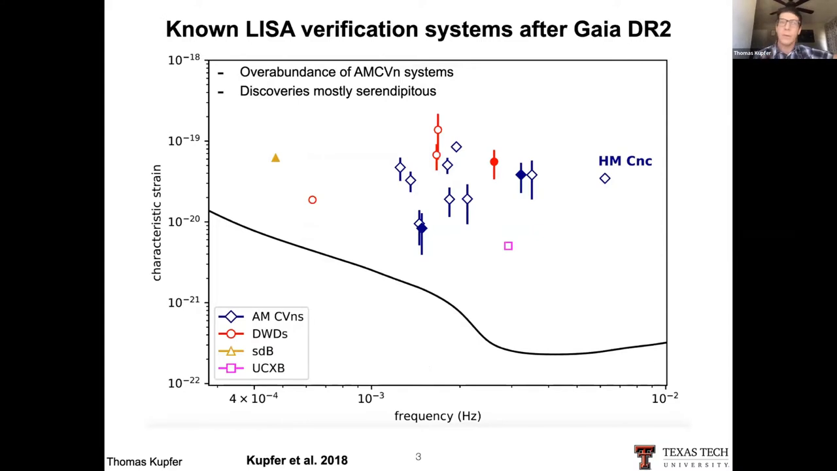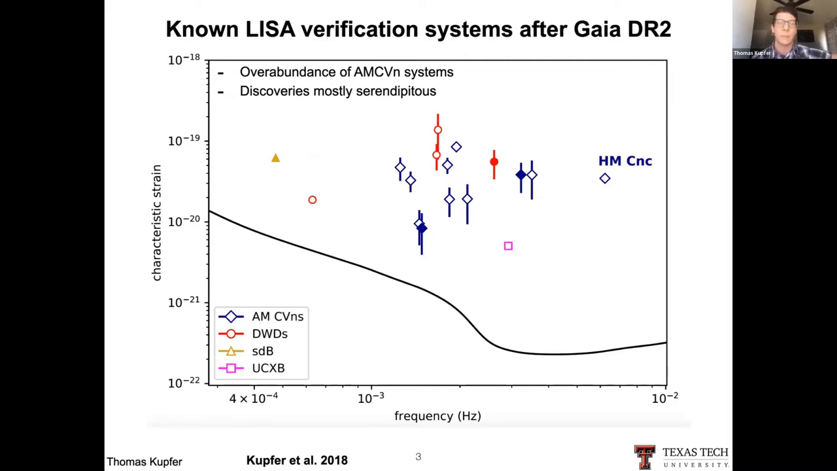When we talk about these LISA binaries, especially regarding the distance, in 2018 Gaia released their second data release, when parallaxes were released. This was the first time we received distances for a really large number of sources. So for the first time we tried to calculate characteristic strains. That's a plot from our 2018 paper, showing what we call verification systems, which are sources with SNR 5 or higher for LISA, using these distances from Gaia.